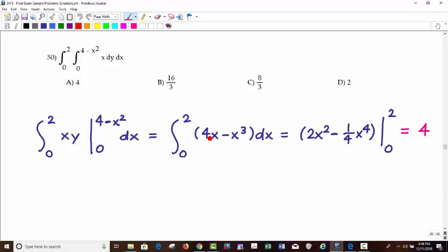So the antiderivative of 4x would be 2x squared. And then the antiderivative of x cubed will be 1/4 x to the 4th. Put in 2, put in 0, and you'll end up with 4 as the answer. All right, so that's not too bad.